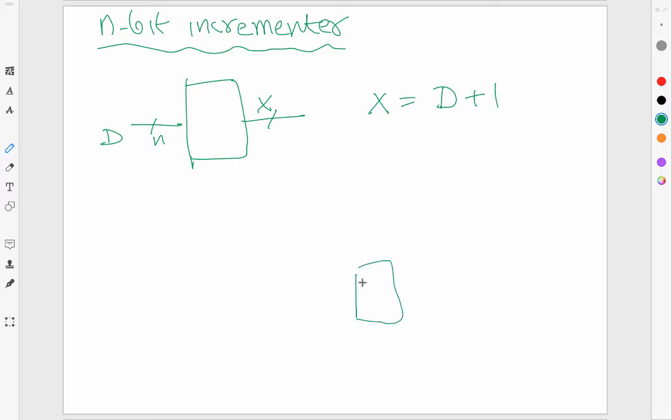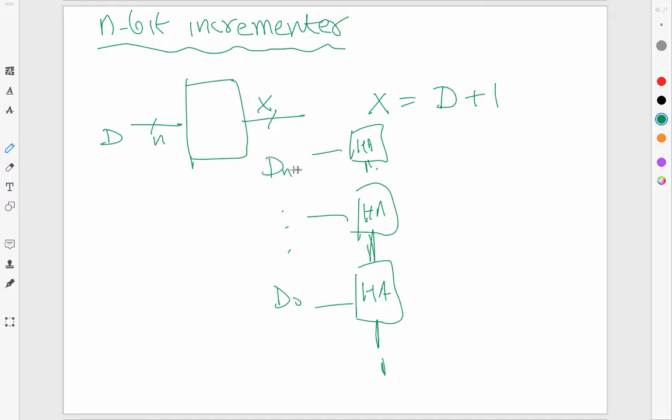So I take a bunch of half adders, except I wire them this way, right? And this is where I feed my D0 through Dn minus 1. Okay, so I just gang half adders together, and that will do the trick.